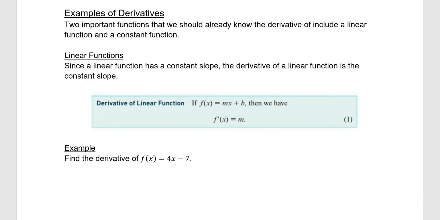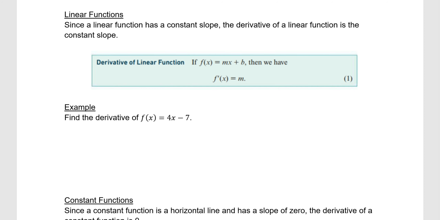So let's start with a couple examples of derivatives. Ones that we actually know the derivatives for without even doing any calculus are linear functions and constant functions. Linear functions we know are lines when we graph them. Linear functions have constant slopes. No matter what point we're looking at, no matter what interval we're looking at, the slope of a linear function is constant. That means the derivative of a linear function is that constant slope.